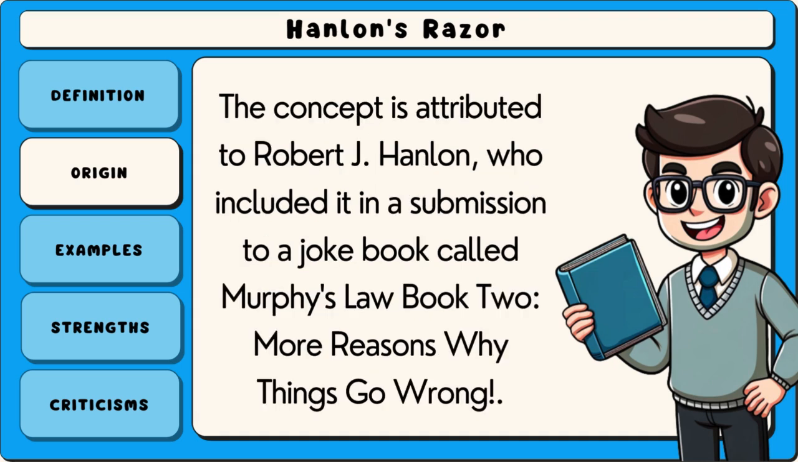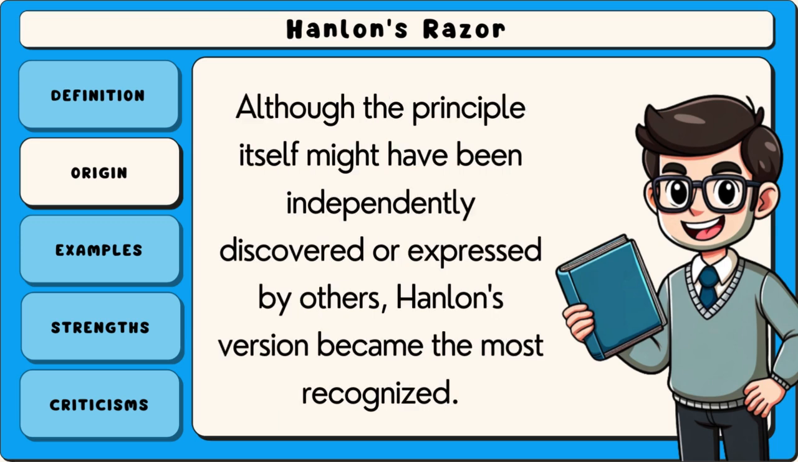The concept is attributed to Robert J. Hanlon, who included it in a submission to a joke book called Murphy's Law Book 2, More Reasons Why Things Go Wrong, although the principle itself might have been independently discovered or expressed by others. Hanlon's version became the most recognised.